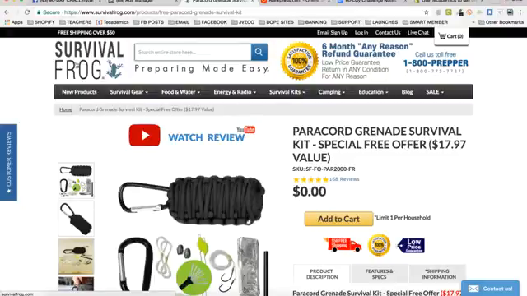Okay, so let's analyze this site. They have a logo that is very niche specific. Survival Frog. They basically have the word and a little frog thing. They've got this thing up here that says free shipping over $50. What that means is if you spend more than $50 in your shopping cart, they'll give you free shipping. They have this satisfaction guarantee, a 6-month any reason refund guarantee. They're doing this to give you confidence to buy here. Call us toll free, 1-800-PREPPER.